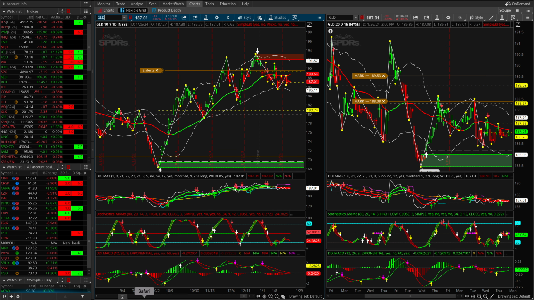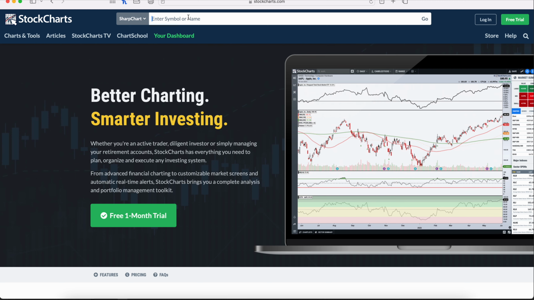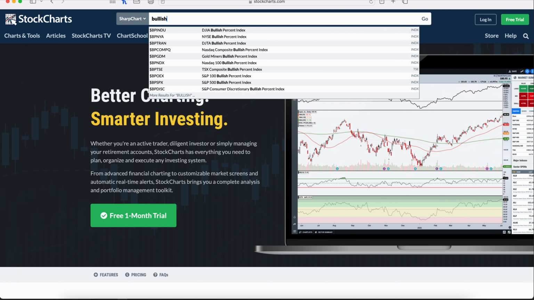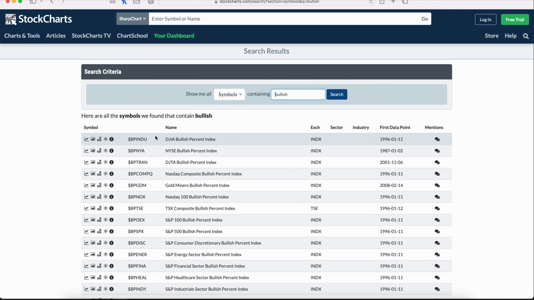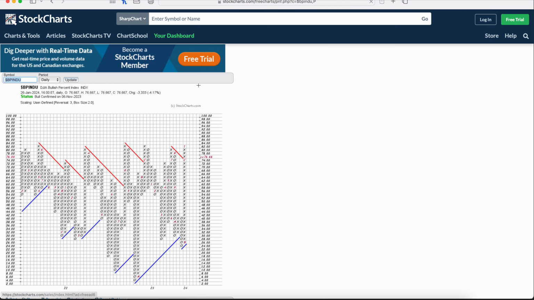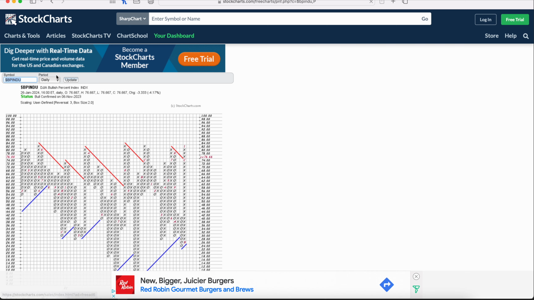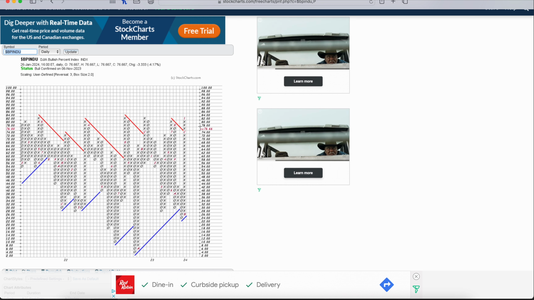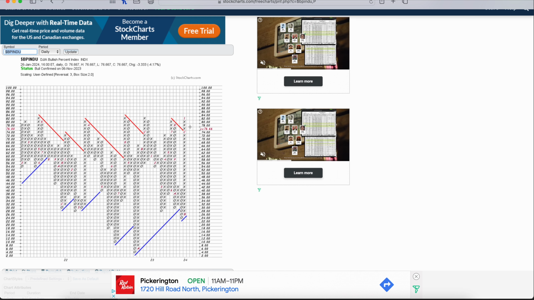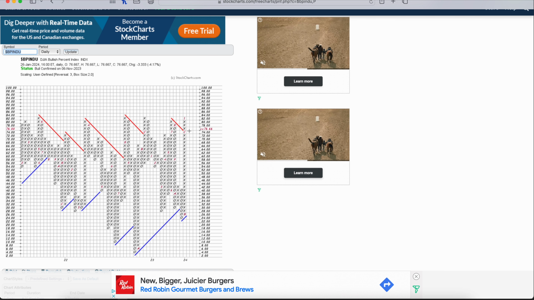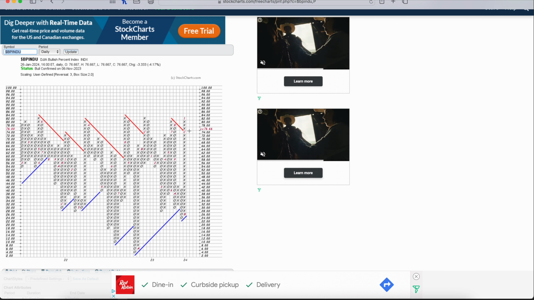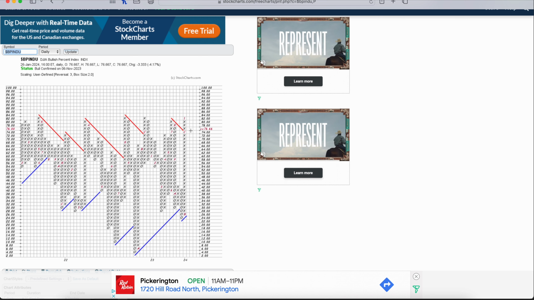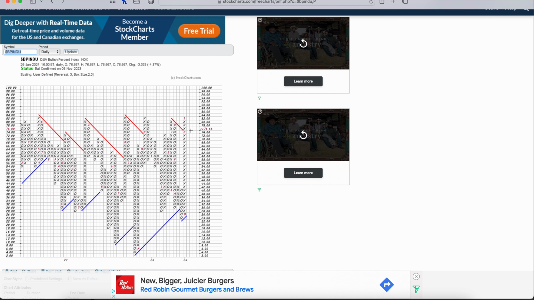Let's go to stockcharts.com. Type in bullish and run through the bullish percent indexes. So the industrials are down 4.17%. They sure look like they're going to want to roll over pretty soon. That is 80, 78, 76. We're 0.66% away from having a new column of O's here. So I think that's going to happen.